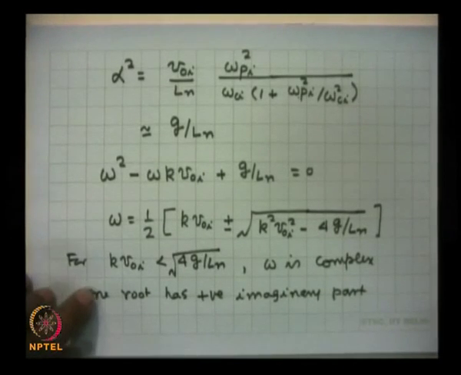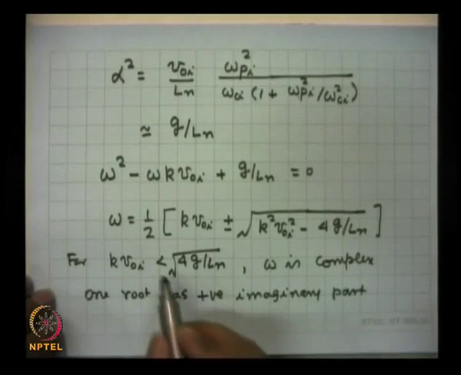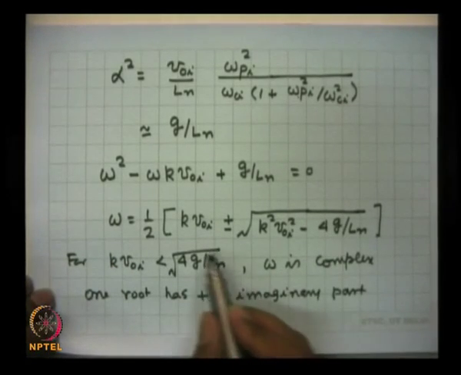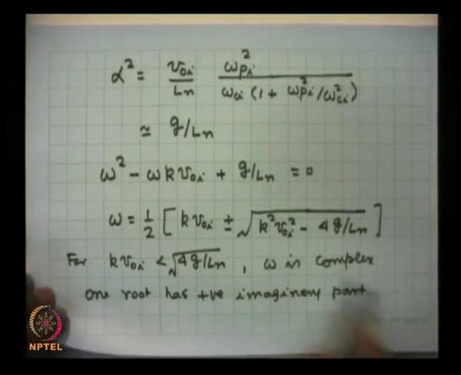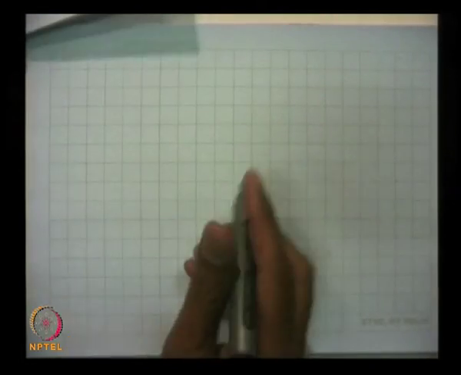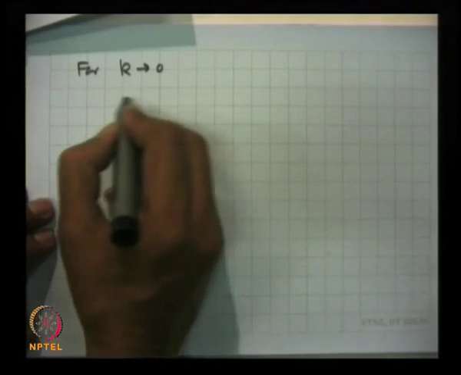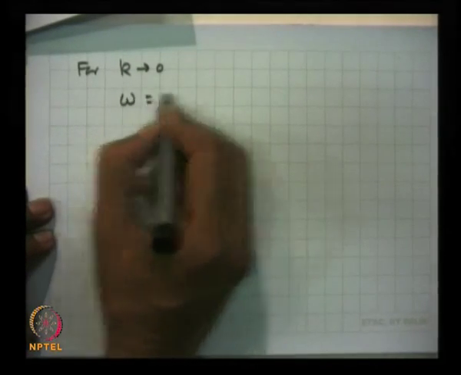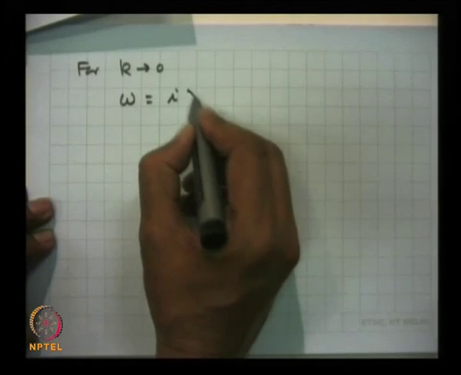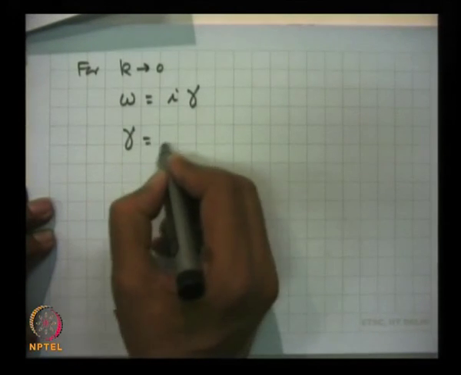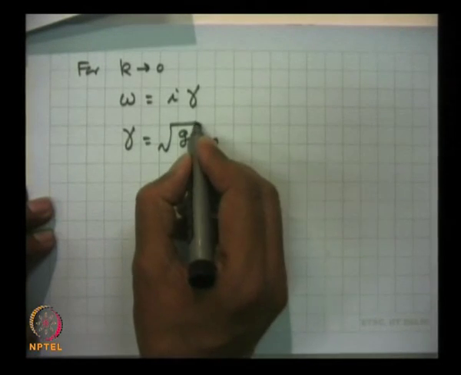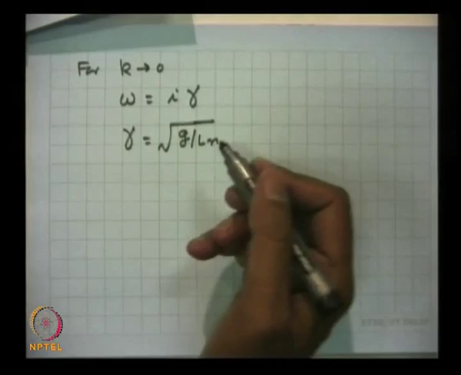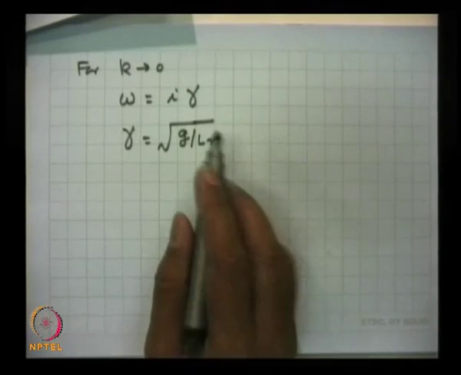So, especially when k tends to 0, meaning when this quantity is negligible as compared to this, the growth rate is simple because you can ignore this term. So, for k tending to 0, omega is simply equal to i times gamma, and the growth rate is equal to under root of g by Ln, or the time period of growth is under root Ln by g, just like a simple pendulum.